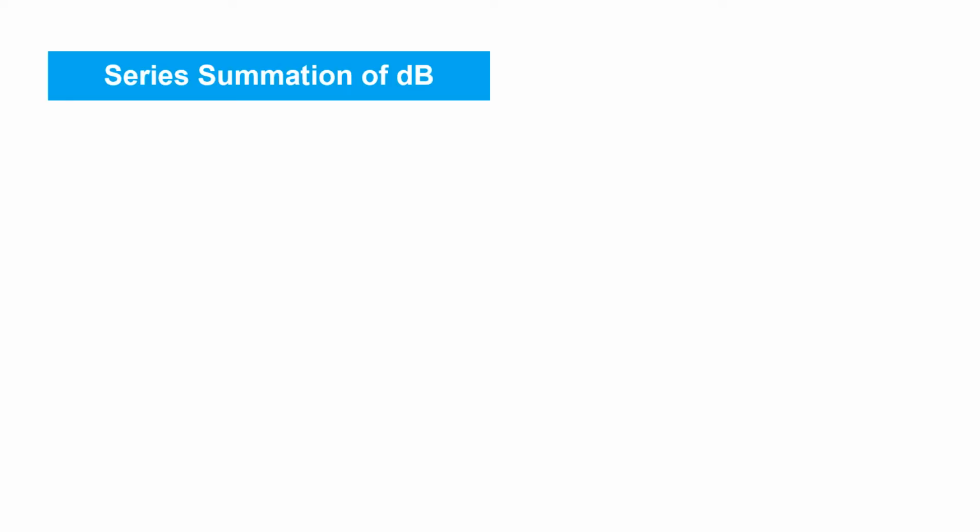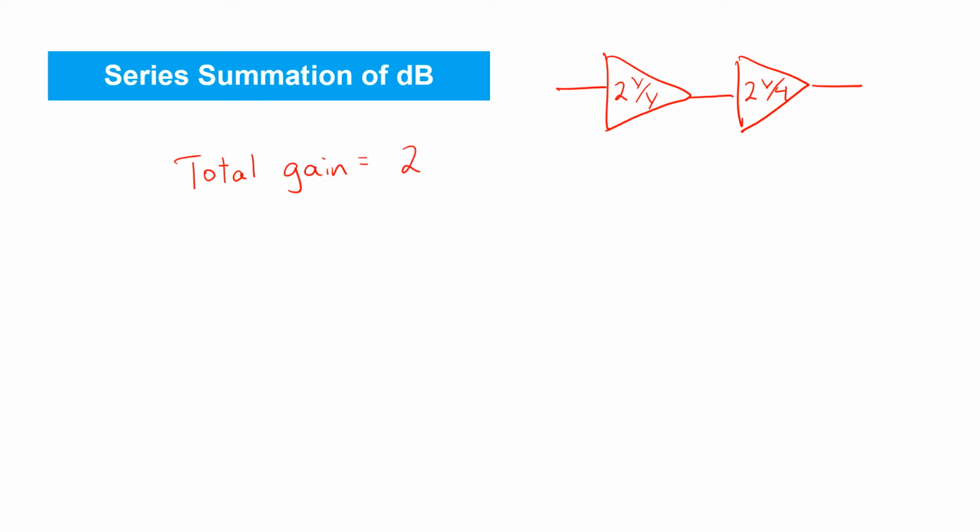We mentioned before that expressing things on a logarithmic scale allows us to replace multiplication with addition. Why is this convenient in the case of the gain of amplifiers? Well, amplifiers are often connected in series. For example, let's say you have two amplifiers in series, each with a gain of 2 volts per volt. Well, we know that the total combination of these two amplifiers in series has a gain of 2 times 2 volts per volt, or 4 volts per volt.